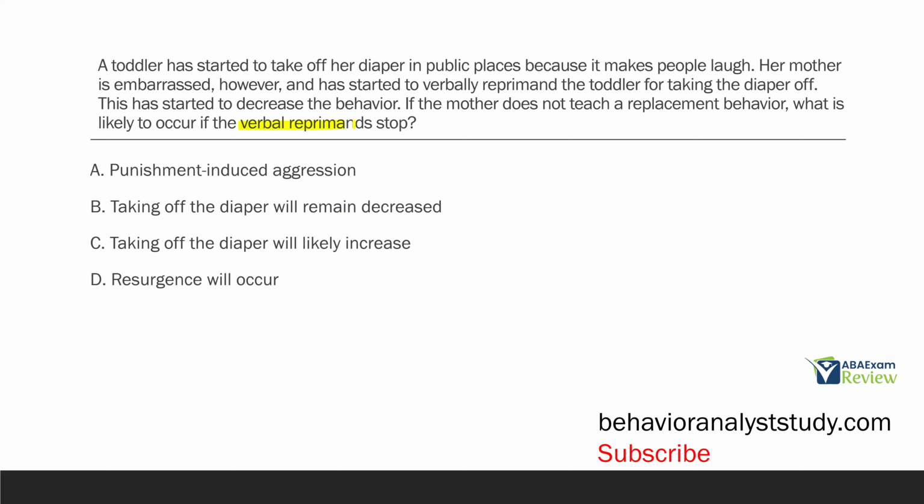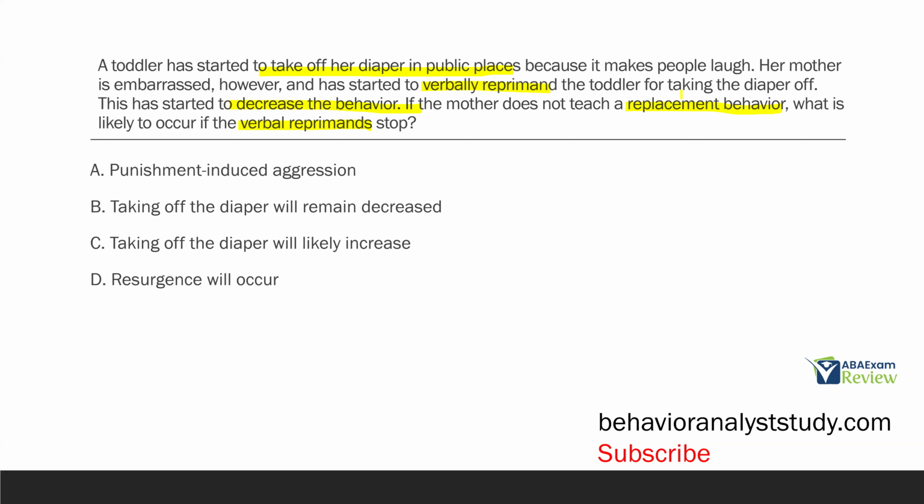Well, we're focused on the verbal reprimands, and we want to know what happens if those verbal reprimands stop because the mother's not teaching a replacement. Current behavior is toddler taking off diaper in public. Mother does what? She reprimands toddler. As a result, behavior decreases. So we can conclude that verbal reprimands are functioning as punishment. They're punishing the toddler, which is decreasing taking diaper off.